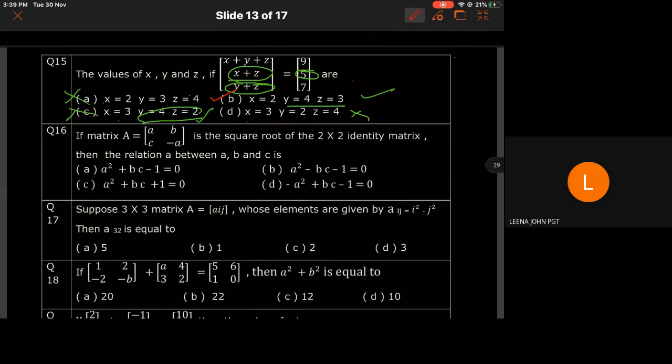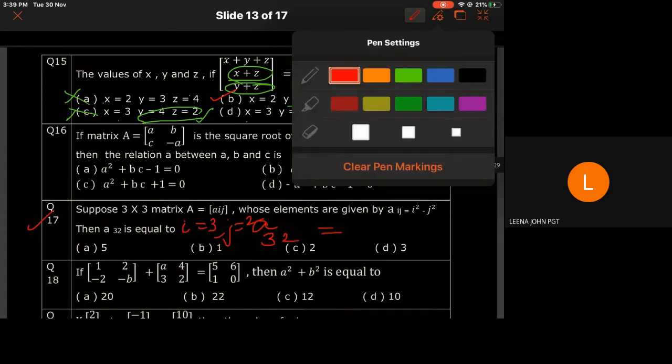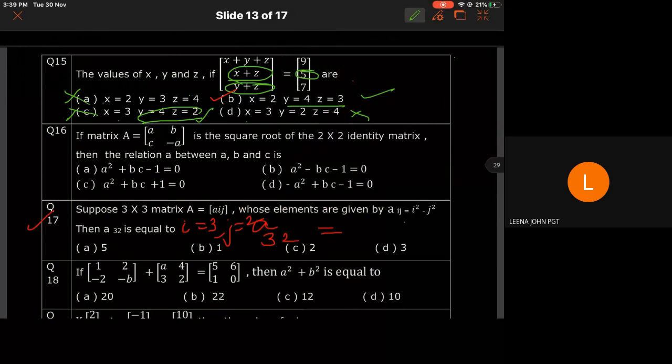Question number 17, children. Suppose 3 by 3 matrix A equal to Aij, whose elements are given by Aij equal to i square minus j square. Then A32. A32 means you have to put i equal to 3 and j equal to 2. So 3 square minus 2 square. That is 9 minus 4. So the answer is 5.